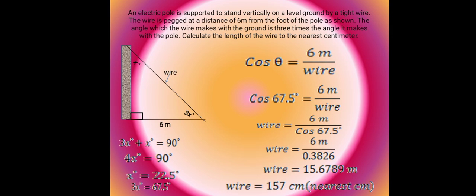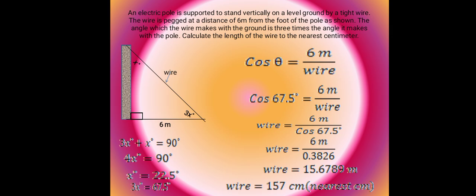Now, what it means is that we have a right angle triangle, and in a right angle triangle the other two angles must add up to 90. So this means that 3x plus x is equal to 90 degrees. 4x is equal to 90 degrees, and now what is x? X is 22.5 degrees. Now what is 3x? 3x is 67.5 degrees. Now we can use the cosine rule to find the length of the wire.